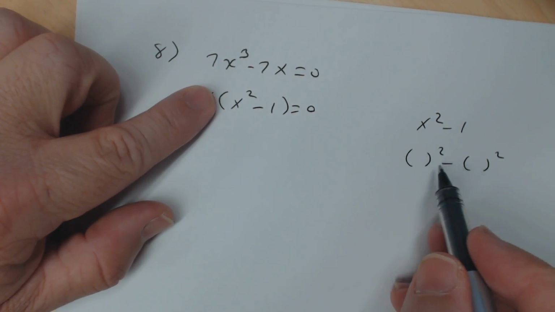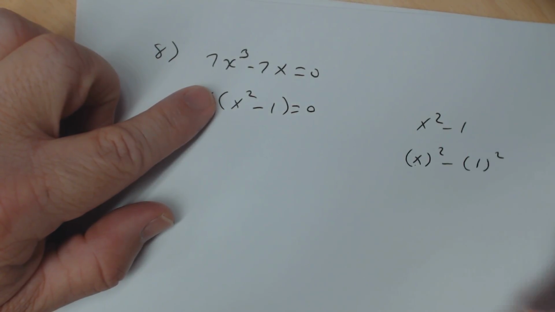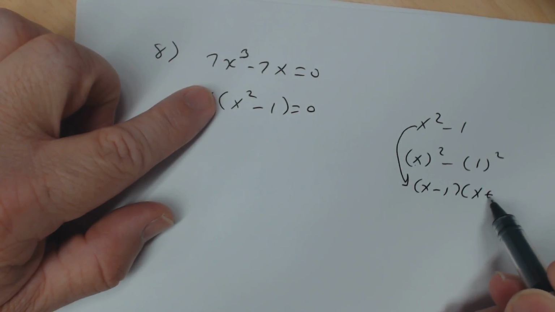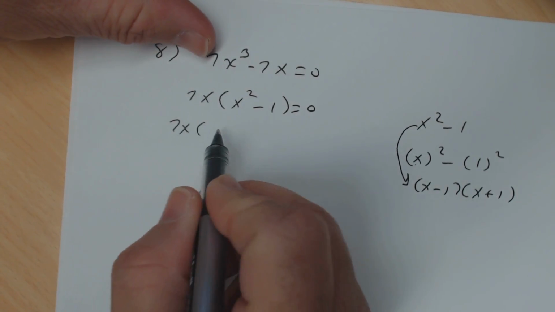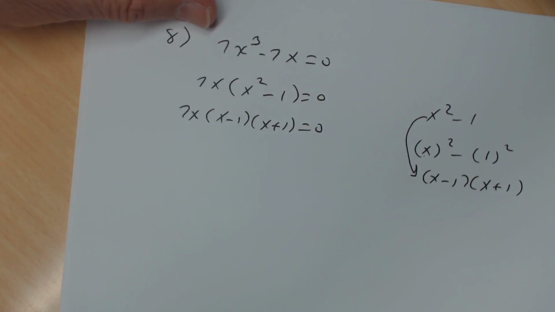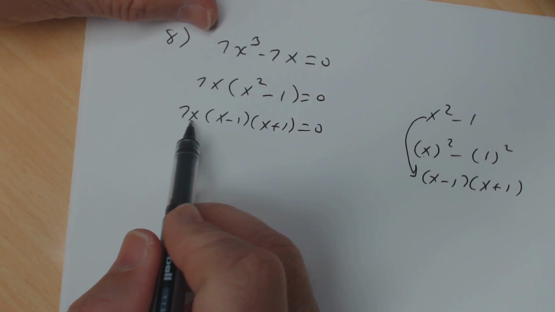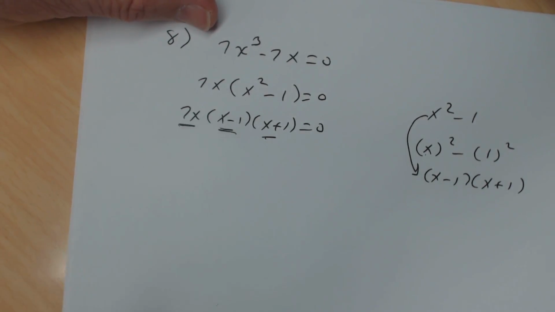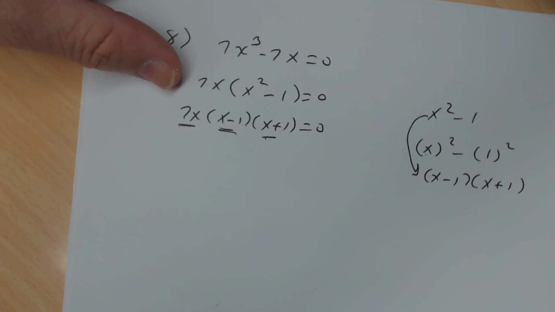I can fill in these parentheses. This is x, because x times x is x squared. This is 1, because 1 times 1 is 1. So this becomes x minus 1 times x plus 1. So that's going to go here. So I get 7x times x minus 1 times x plus 1 equals 0. And now you just set each factor equal to 0. So technically there are 4 factors here. 7 is a factor, x is a factor, x minus 1 is a factor, x plus 1 is a factor. But I'm going to put the two monomial factors together.